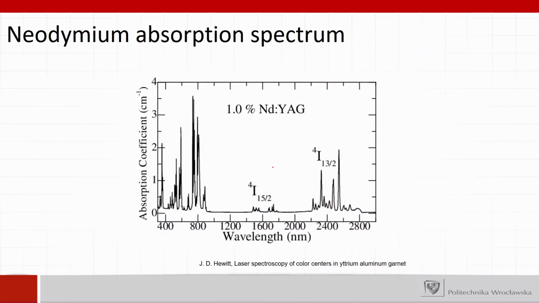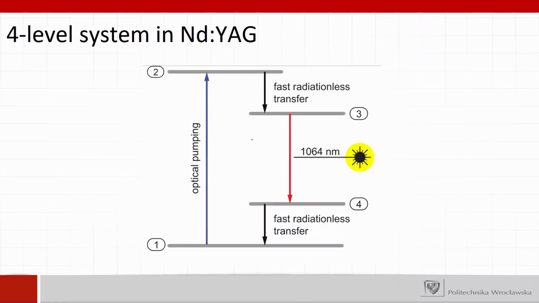So this is the absorption spectrum of neodymium. If you look at this spectrum, you will see that there are many absorption bands with very intense, pronounced peaks at around 800 nanometers. That's why we use lasers at 808 nanometers to pump neodymium. Yes, the system is purely 4-level. So this is the simplified 4-level system. Just to remind you what the 4-level system is.